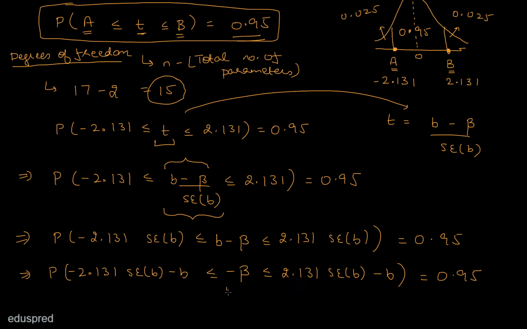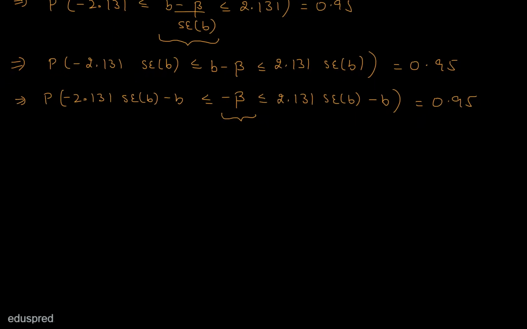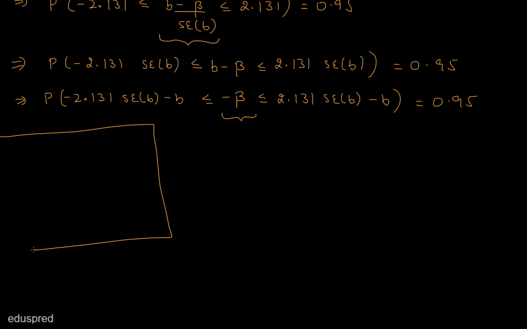Now see, my purpose was to get beta over here. I'm very close to that. It's just that instead of beta, I have minus beta over here. So the last step that I'm going to do is that I'm going to multiply all these three terms with minus 1. Now, if you multiply all these three terms with minus 1, you have to be slightly careful with the way you're going to write the expression. This is because, so let me show it to you over here.